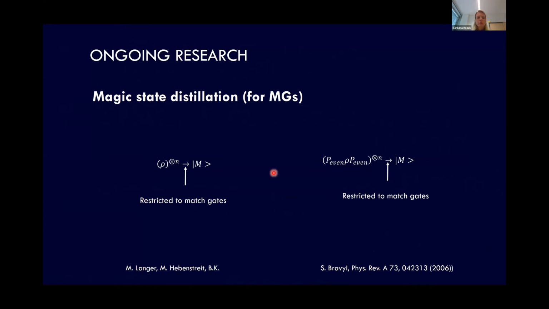Okay, this brings us to the next topic, which is, of course, you might also want to know, okay, so I was talking about pure states only. So what happens now if we have mixed states? Can we do some kind of distillation? And this is a current project that we're working on, where we want to see how I can transform some mixed state rho, using just the free resources, so matchgates, into a magic state.